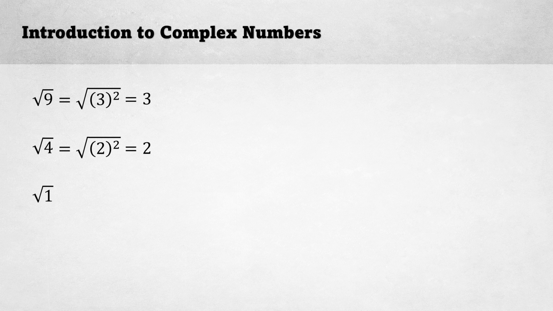Let's explore simplifying square roots. We can rewrite 9 as 3 squared and cancel the square root and square to get 3. Similarly, we can rewrite 4 as 2 squared and simplify it to 2. 1 can also be expressed as 1 squared, and the square root of 1 would simplify to 1. But what about the square root of -1?